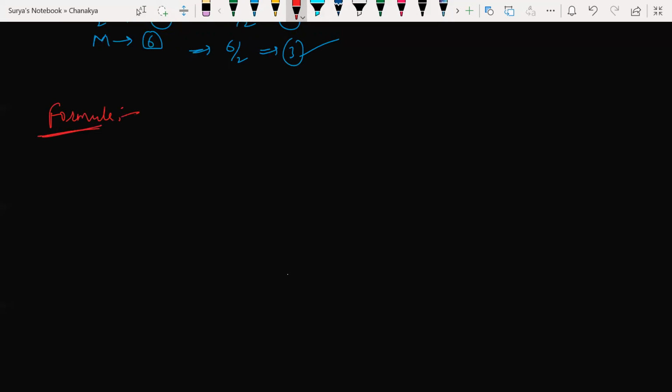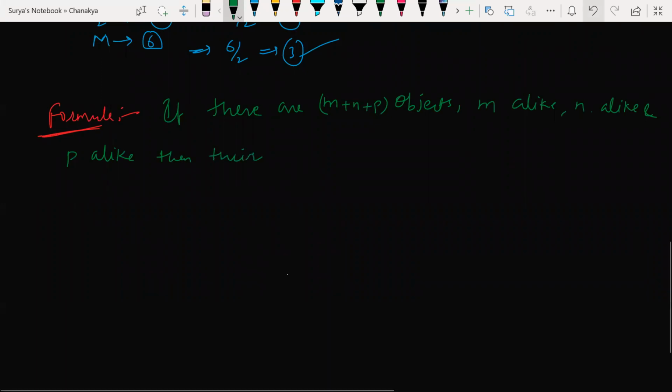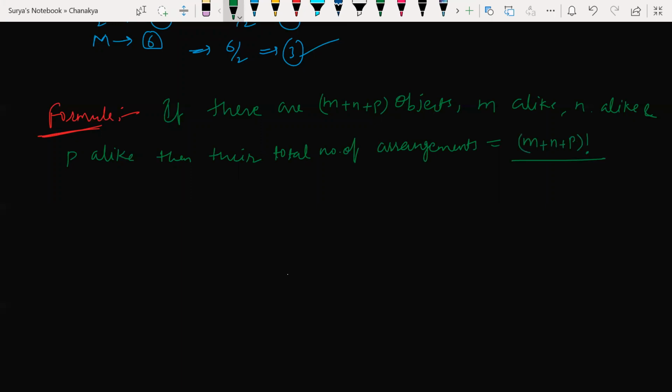What is the formula we can write here? Look at it. If there are m plus n plus p objects, then m alike, n alike, and p alike, then the total number of arrangements is equal to what? (m plus n plus p) factorial divided by m factorial into n factorial into p factorial.